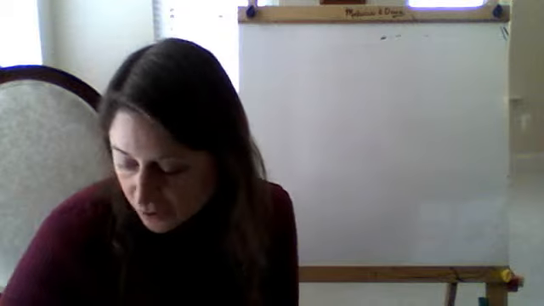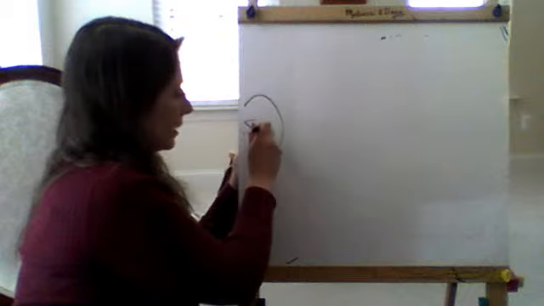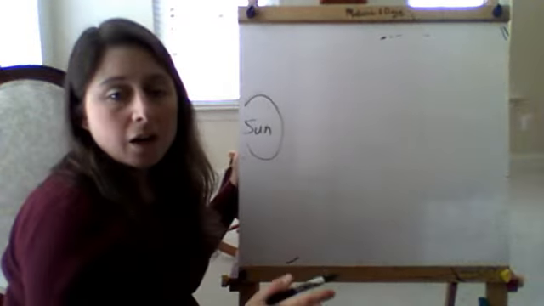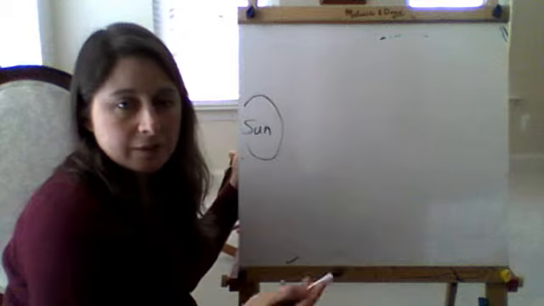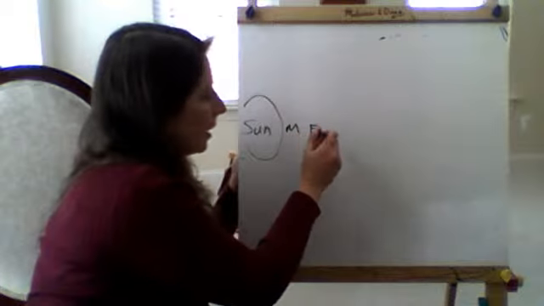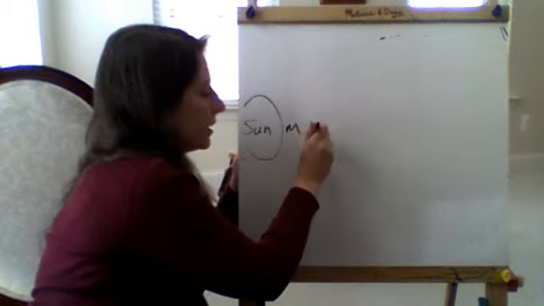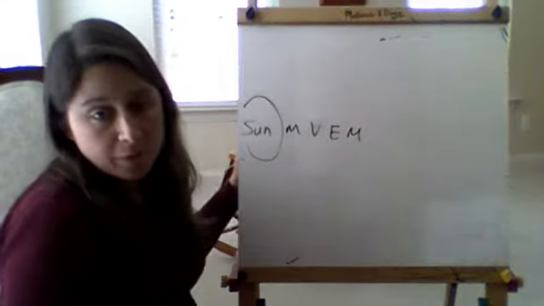test. So the solar system that we live in, like if we have the sun here, has 4 inner planets, and they are terrestrial planets made of solid ground, and they are Mercury, Venus, Earth, and Mars. Mercury, Venus, Earth, Mars. You need to memorize that.